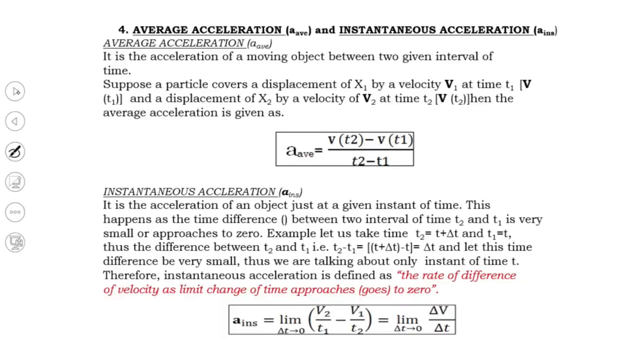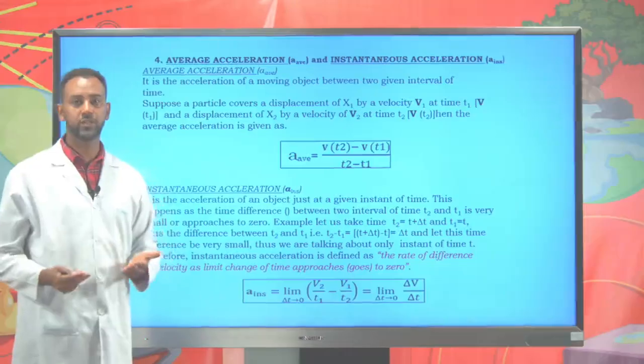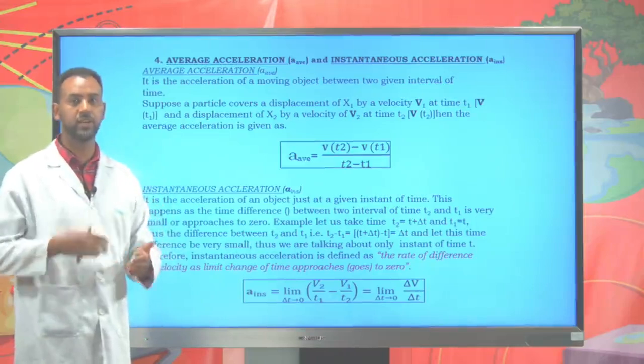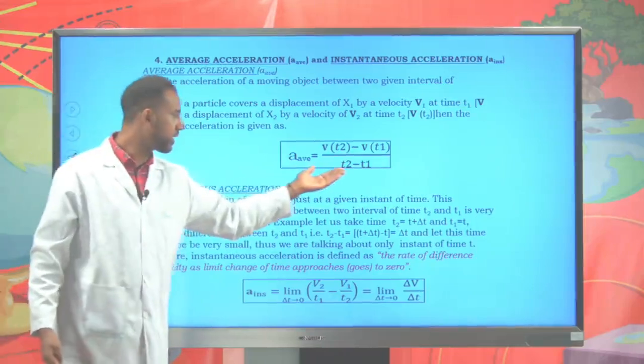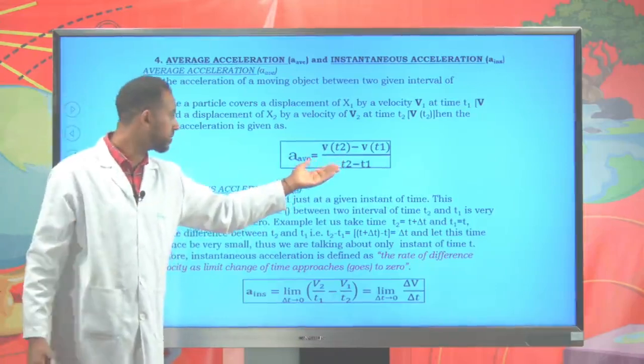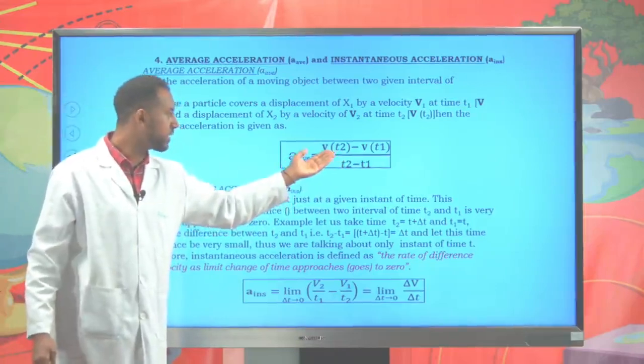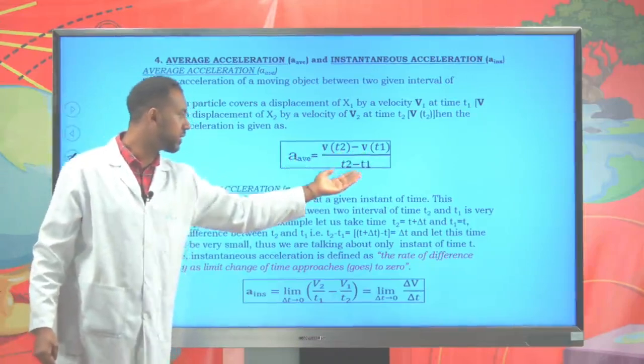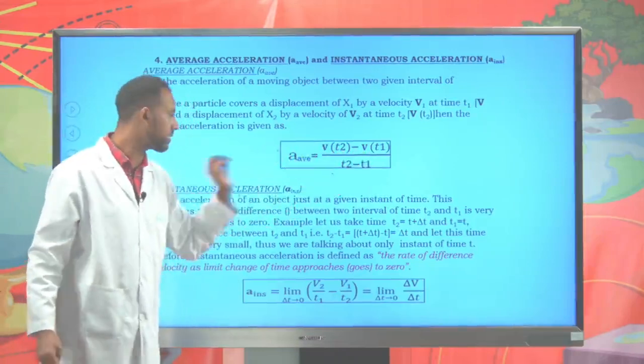The other point here is that the same is true for acceleration. For acceleration also, we have average acceleration and instantaneous acceleration. To find the average acceleration, it's the acceleration between two time intervals. The velocity at time t2 minus velocity at time t1, over t2 minus t1, is the average acceleration.